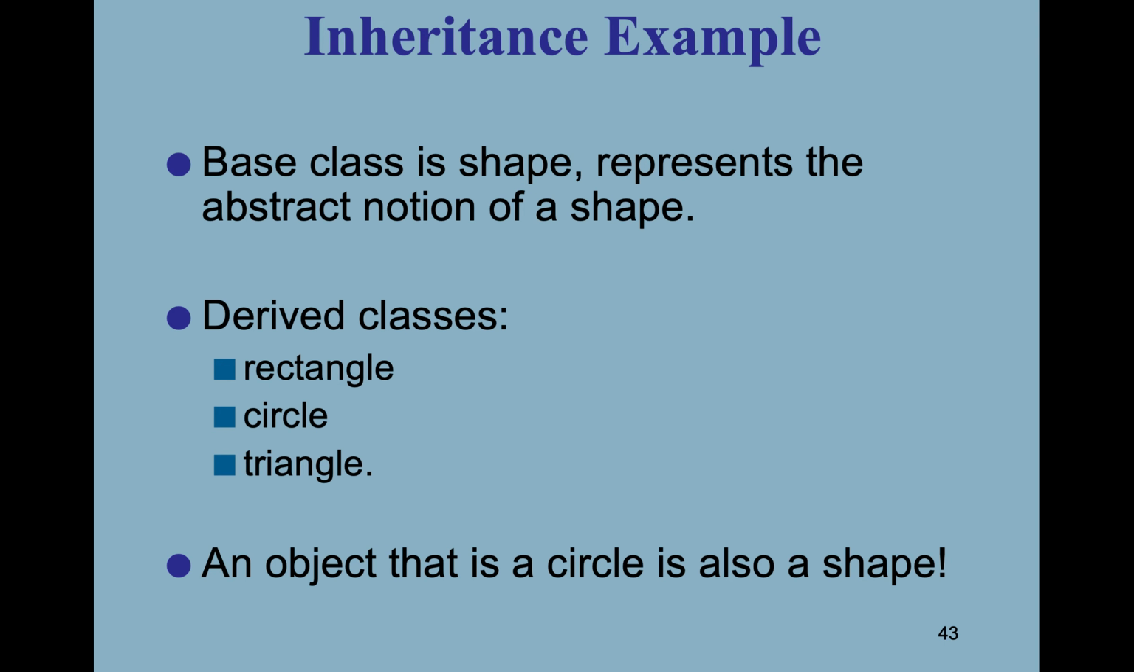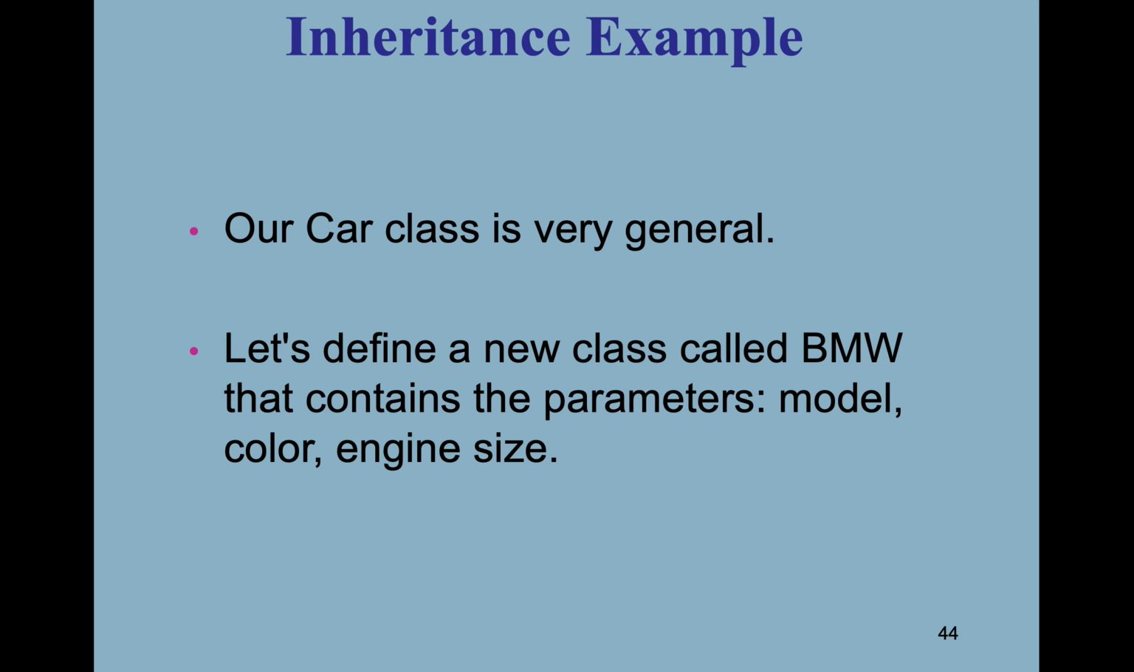Here's an inheritance example as well. We know this from C++ as well as what we've looked at so far. I think I gave you the shape example perhaps in the first week of class or so. But just to reiterate the point, the base class Shape represents the abstract notion of a shape. Derived classes could be Rectangle, Circle, Triangle. An object that is a circle is also a shape.